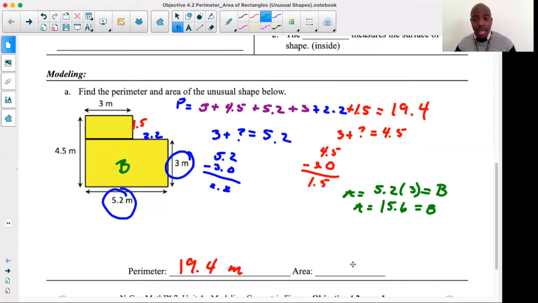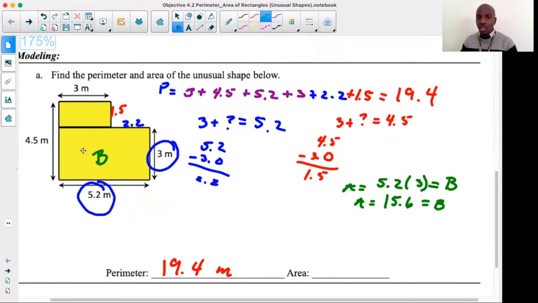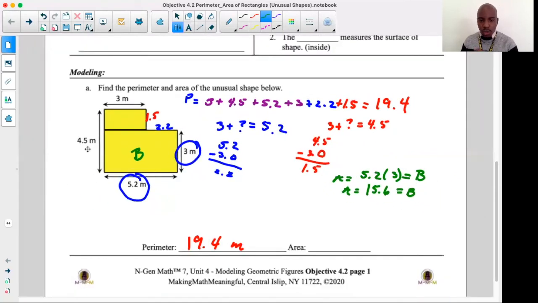Now that's not your area down here. The reason is that there are two rectangles you have to calculate the area for, not just one. So we have to do it for 2. Let's do the area of the smaller one. Let's call this S. The area of the smaller one is going to be length 3. Everybody see 3 there? I'm just going to underline this in red. 3 multiplied by 1.5.